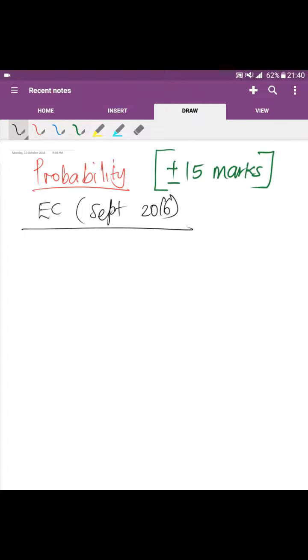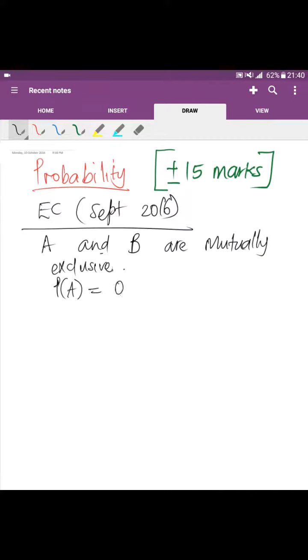On this question, they were given that events A and B are mutually exclusive. And then they were further given that the probability of A equals 0.35, and the probability of B equals 0.52.